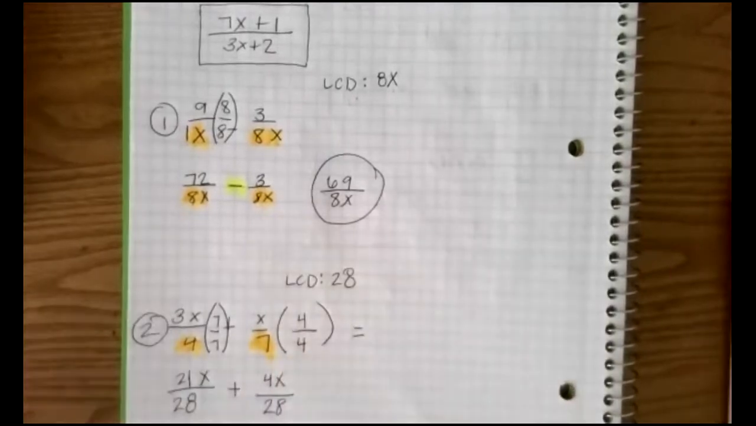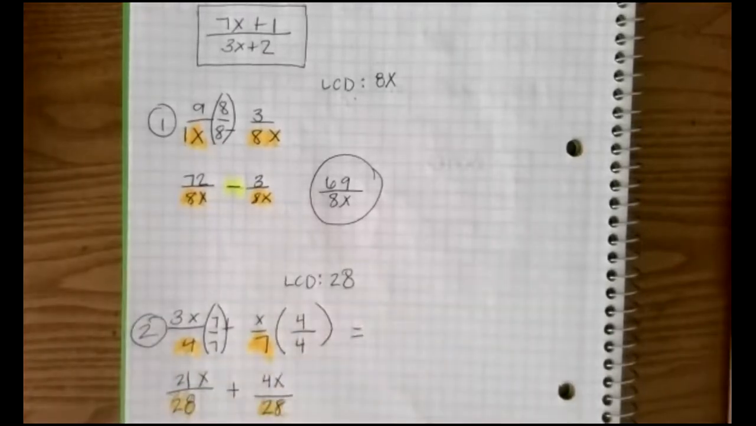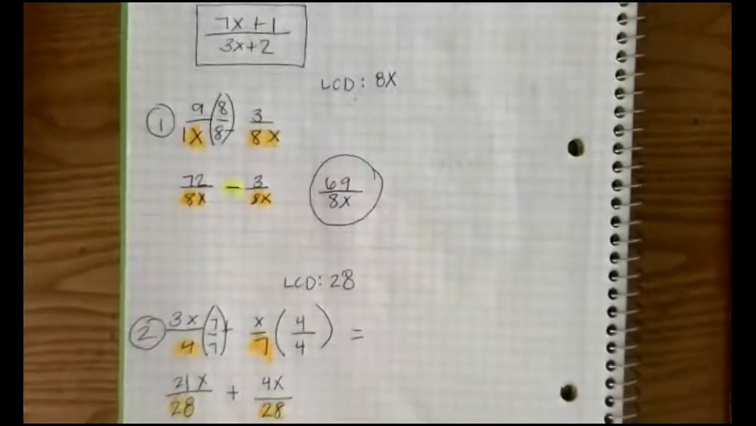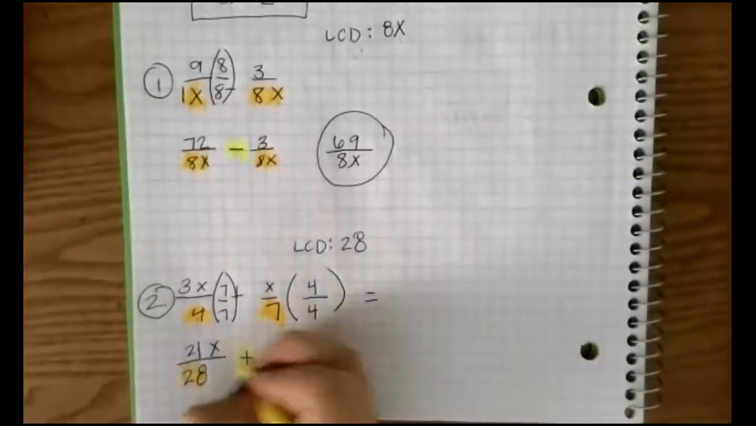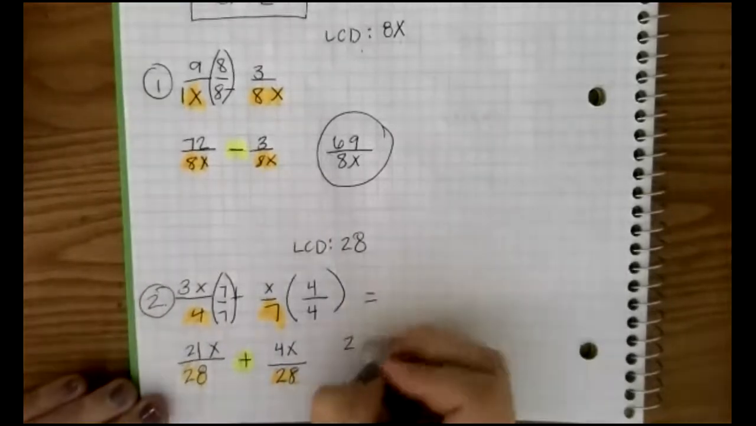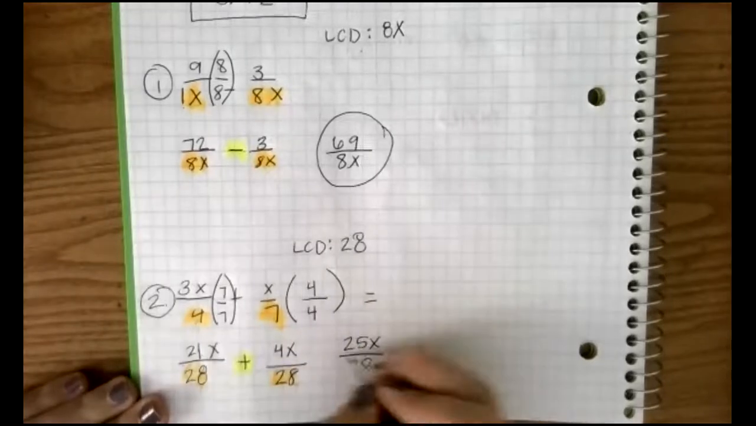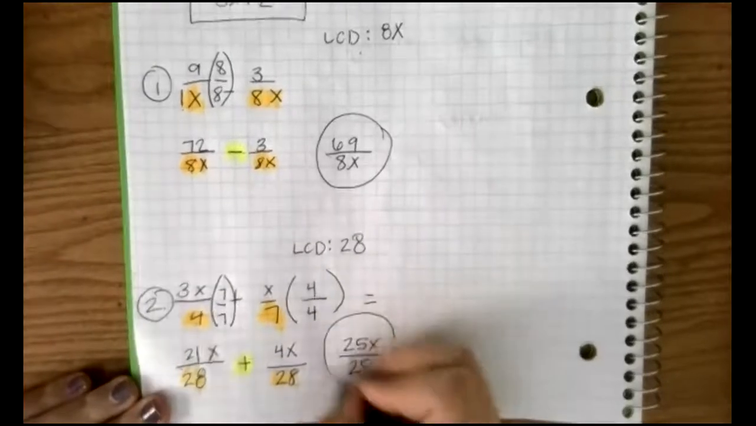So we got a common denominator, right? That's the hardest part, is getting the common denominator. After that, you're just adding or subtracting, okay? And then just make sure you pay attention. This one's adding, right? So 21x plus 4x is 25x, and then bring your denominator over. So 25x over 28.